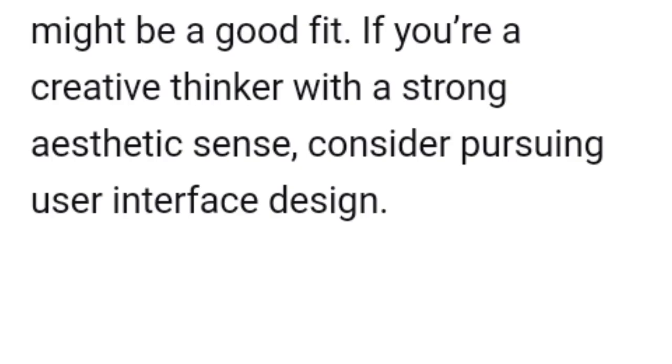So if you are the kind of person who chooses to pursue technology, you thrive on variety and different things, you love to solve problems, then user experience might be a good fit. If you are a creative thinker with a strong aesthetic sense, consider pursuing user interface.